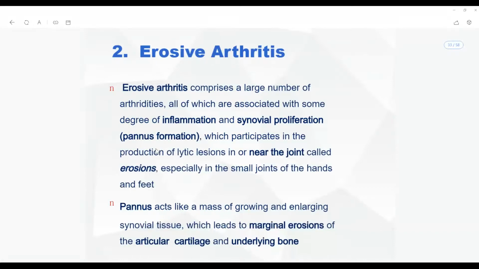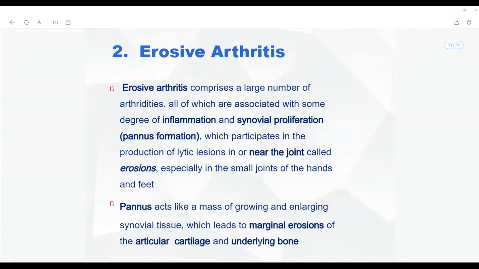If there is a synovial proliferation, it is called pannus formation. And the production of lytic lesions in and near the joint is called erosions. The small joints of the hands and feet are the ones that get affected here. Pannus forms, and the pannus acts like a mass of growing and enlarged synovial tissue, which leads to marginal erosions of the articular cartilage and the underlying bone disease.